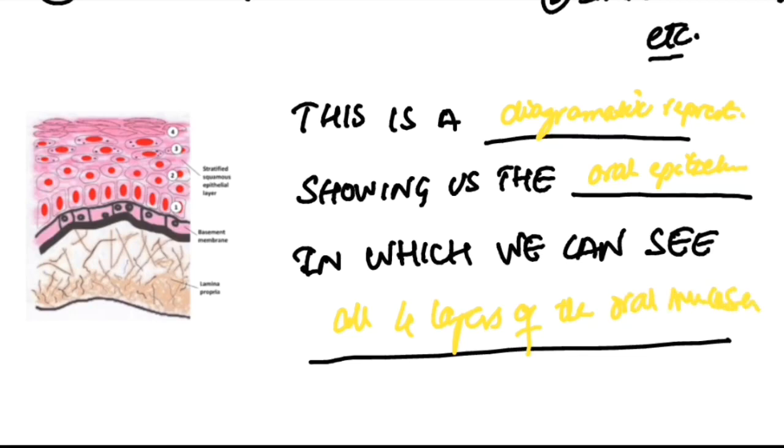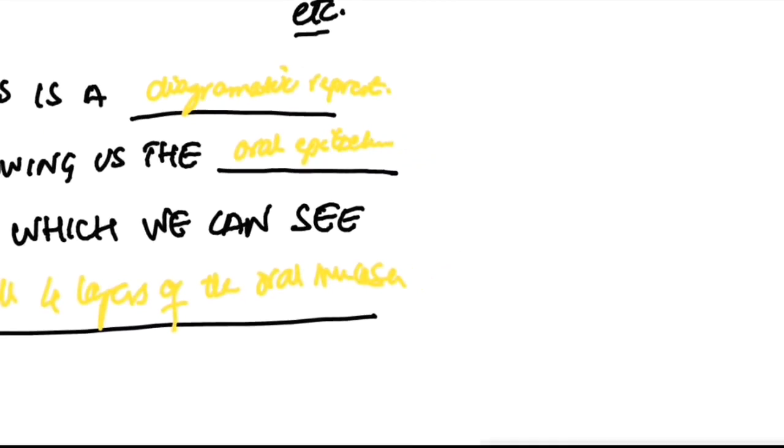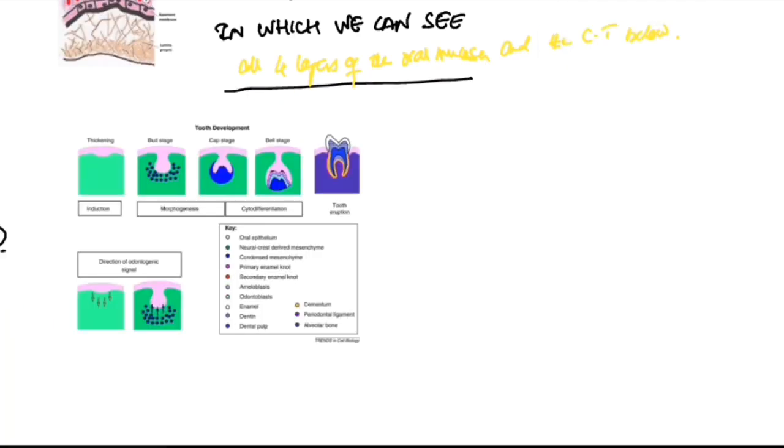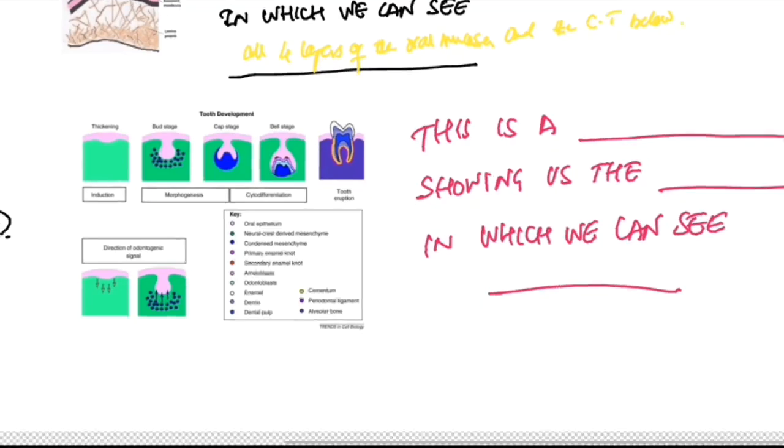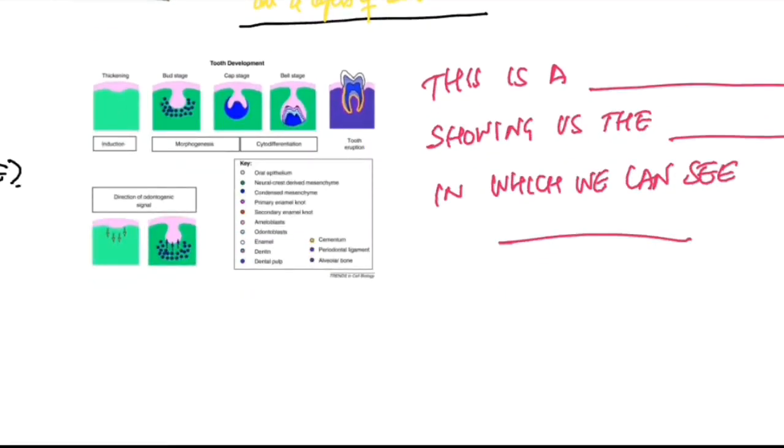This is the time when you start to explain the slide, the things that are important within it, like what are the shape of the cells and what else do they make, etc. Okay, so this is another slide. Your answer will again be the same. This is a showing us the in which we can see, and then you answer as this is a diagrammatic representation showing us the development of tooth in which we can see all the stages when the tooth develops.